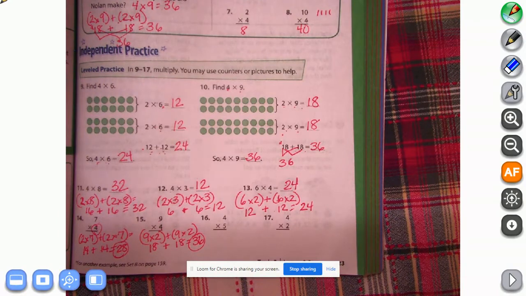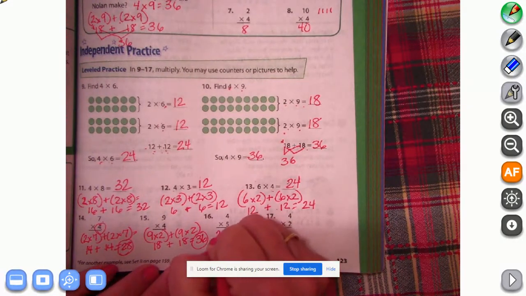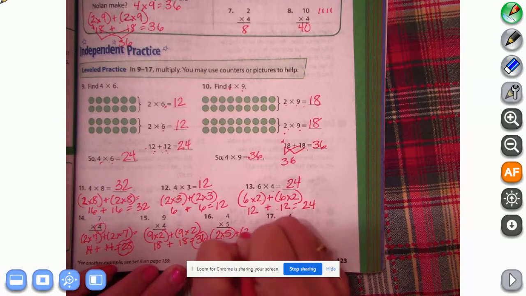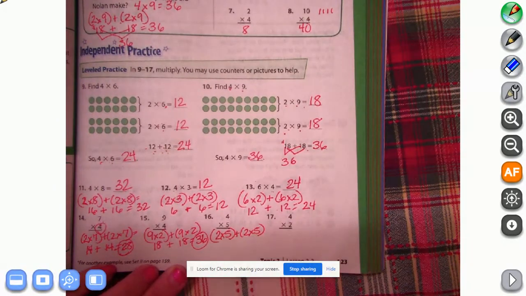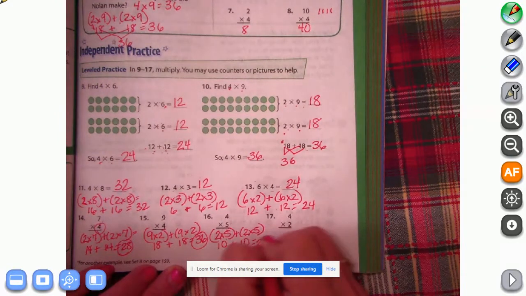All right, push pause if you need to. We're going to go to number 16. 4 groups of 5. We're going to break that up into 2 groups of 5 plus 2 groups of 5. 2 groups of 5 equals 10 plus 2 groups of 5 equals 10, which equals 20. So 4 times 5 is 20.